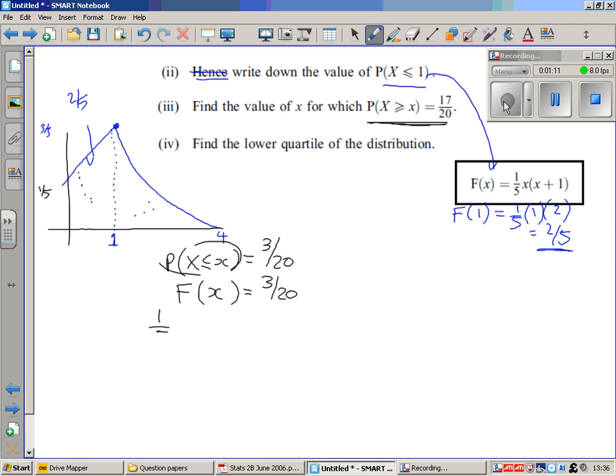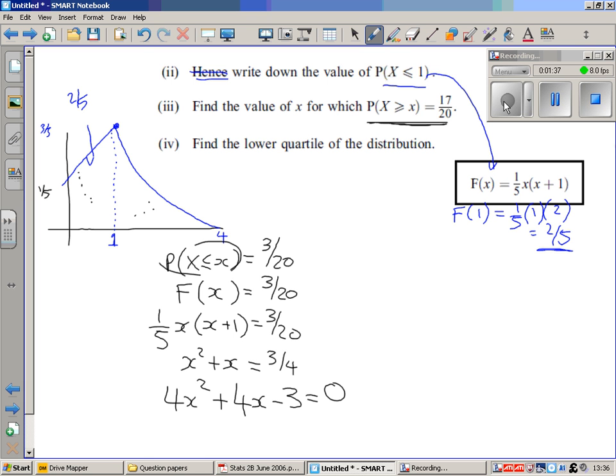F of x is 1/5 x times x add 1, and that's going to have to equal 3/20ths. So we'll do some rearranging. Let's times both sides by 5 and multiply this out. I'm getting x squared plus x equals 3/4. Times it by 4, take away the 3, and I'm getting 4x squared plus 4x minus 3 equals 0. And this really does factorise lovely. It's 2x and 2x, and we've got a plus 3 and a minus 1. That gives us 6, take away 2.